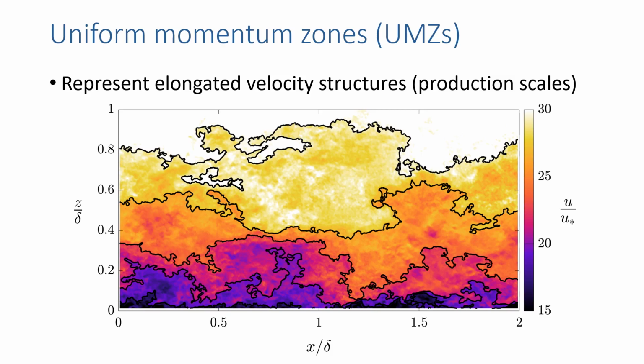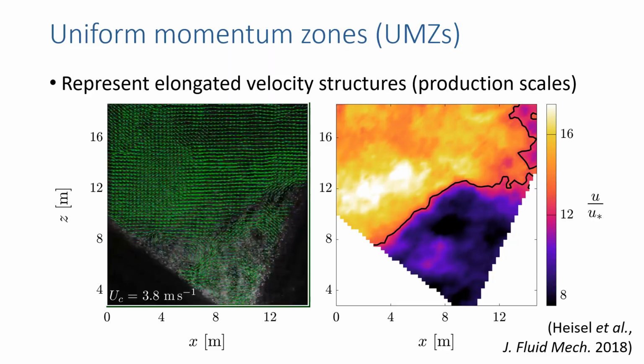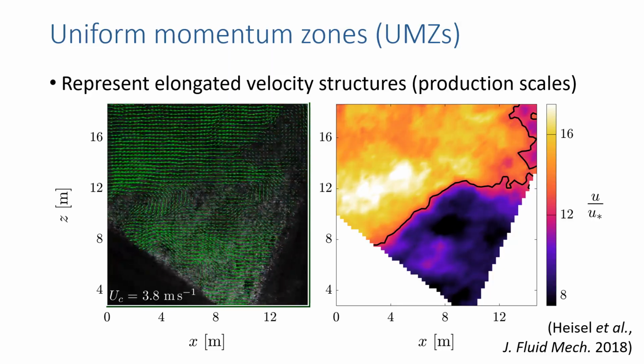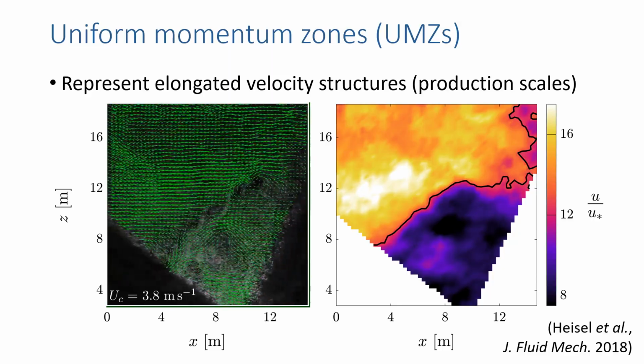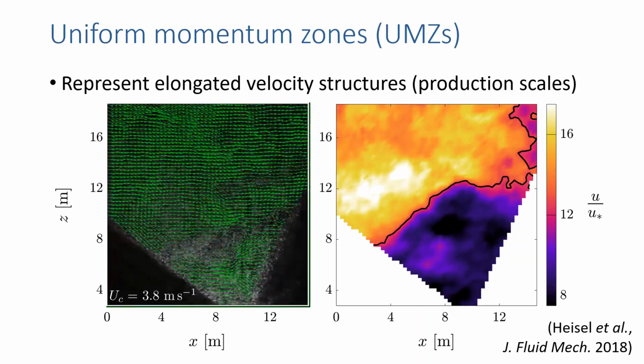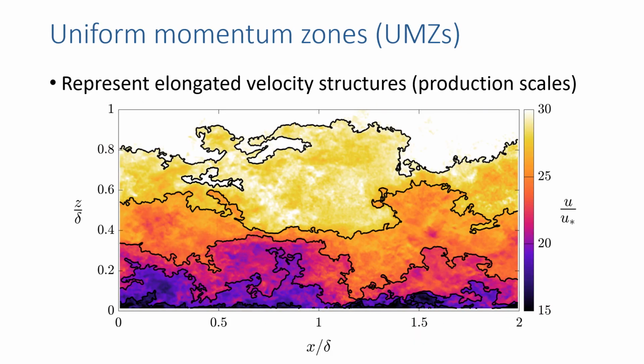These zones represent the elongated velocity structures corresponding to the production region of the energy spectrum, where the size of these coherent velocity regions increases with distance from the wall. These same features are present in the atmospheric surface layer and have been observed in a recent field measurement campaign previewed here.